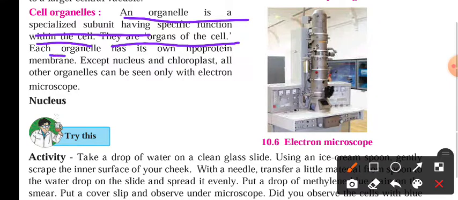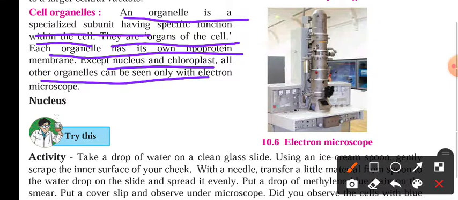Each organelle has its own lipoprotein membrane, except the nucleus and chloroplast. All the organelles can be seen with an electron microscope. So if you want to observe the cell organelles, we require an electron microscope, and how it looks is shown in the picture here.